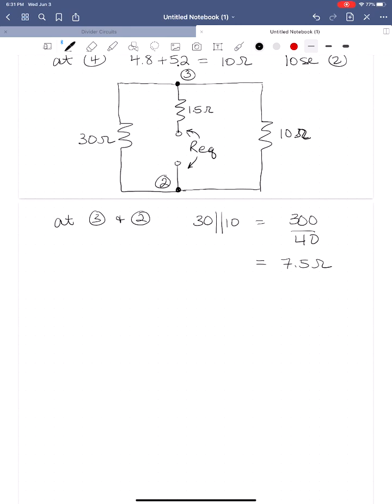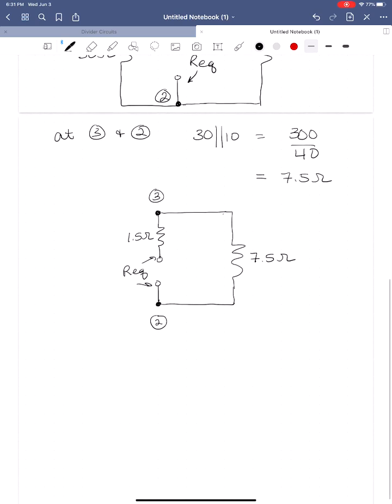So now again, redrawing. Remember, we don't lose any nodes when we combine in parallel. So I've got node 3 and node 2. Here's that 1.5 ohm resistor. Here's REQ relative to those 2 points. Now, it doesn't matter which side of the nodes I draw that 7.5 ohm resistor. I'm going to draw it to the right, but it does not matter. I could have easily drawn it to the left. Here's 7.5 ohms.